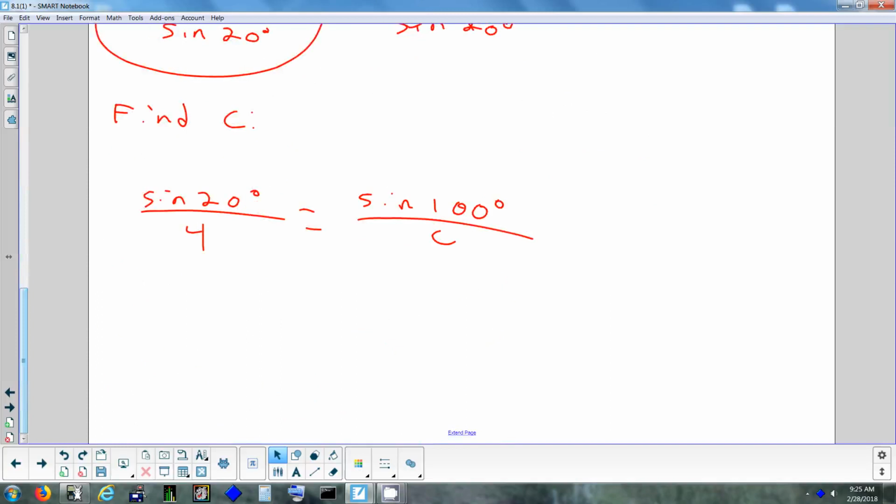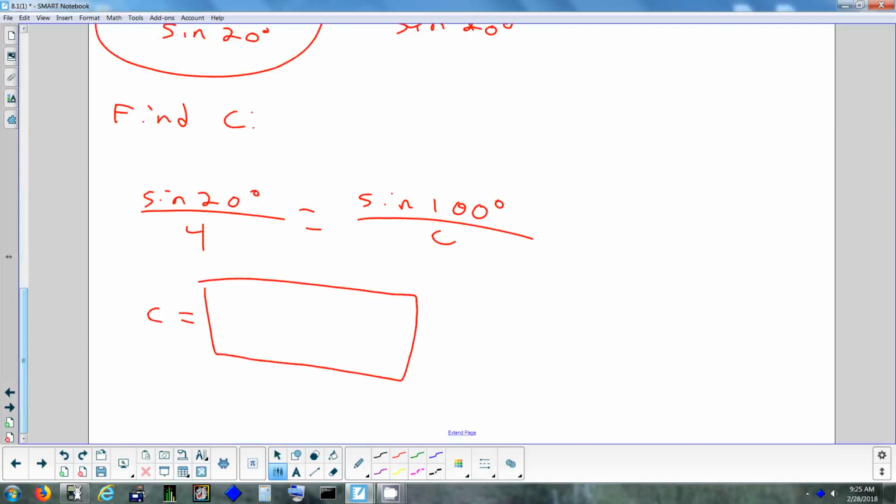Now, once you do enough of these cross-multiplying problems, you can kind of do the middle step in your head. And I'm just going to get C by itself, all in one step. C is going to be 4 sine 100. And then I would have to divide by the number that would be next to C when I cross-multiply, sine 20. Any questions on how I did the cross-multiplication there? So 4 sine 100 equals C sine 20, then divide by sine 20.